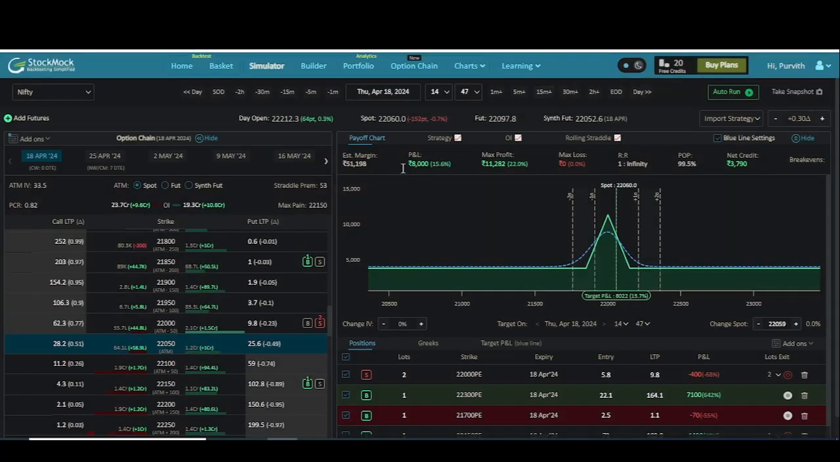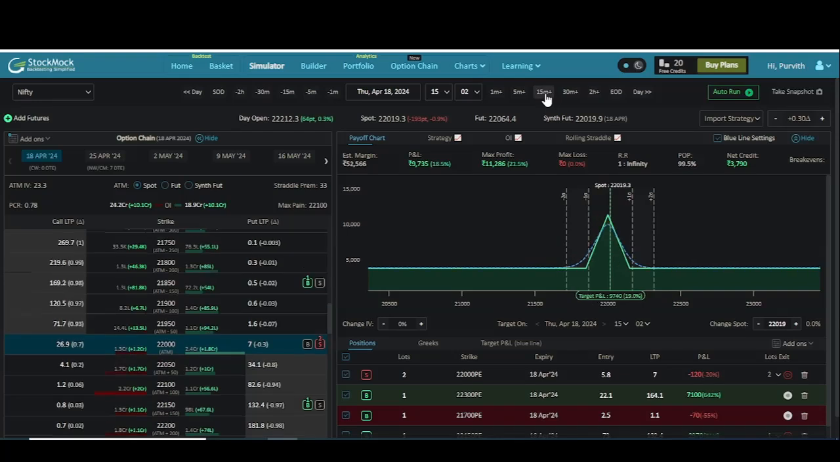You see again the profit has increased to 8,000. This is how, without giving any kind of risk to the market, we can definitely book the profit with ease. You see almost 9,735. At 3 o'clock if you book it, it is giving around 9,730. It is almost 20% profit on investment.